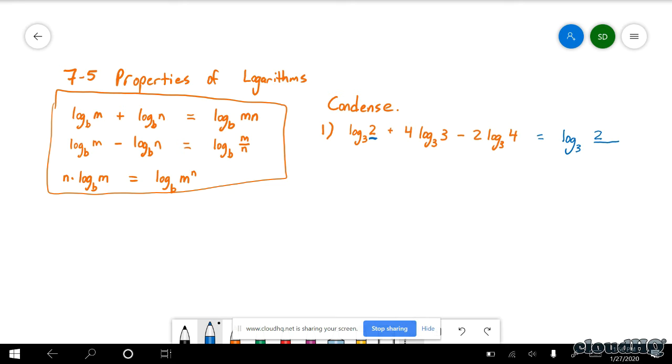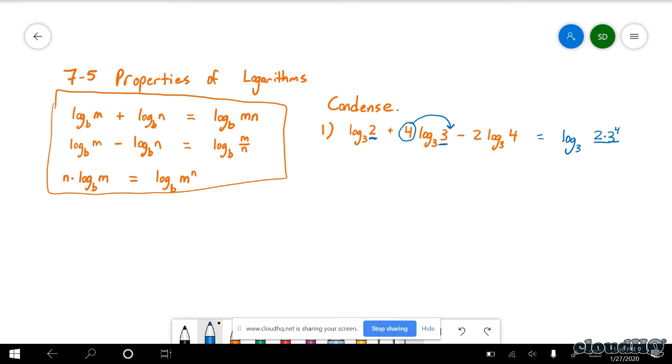The next thing that I was taking a log of was the 3, but notice the coefficient of 4. According to that last property, we know that coefficient turns into an exponent on the 3. So we can think of that as 3 to the 4th. Does that 3 to the 4th go in the numerator or denominator? Numerator, and the operation that connects the 2 and the 3 to the 4th is multiplication.